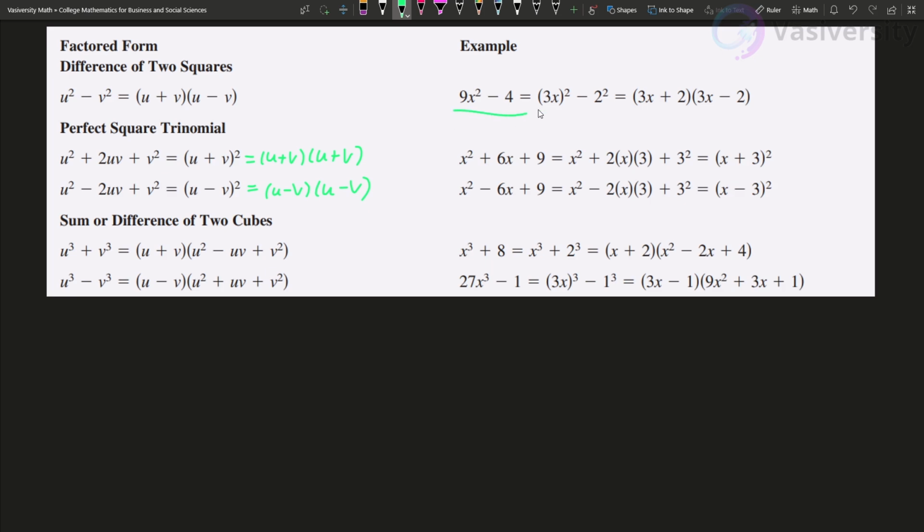And here are a few examples. 9x minus 4. So what's the square root of 9? That's 3. So we're going to have 3x squared minus 2 squared. So we can factor it as 3x plus 2 times 3x minus 2.